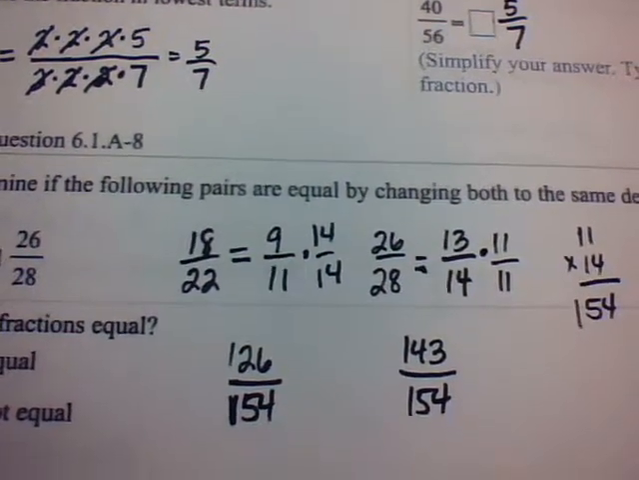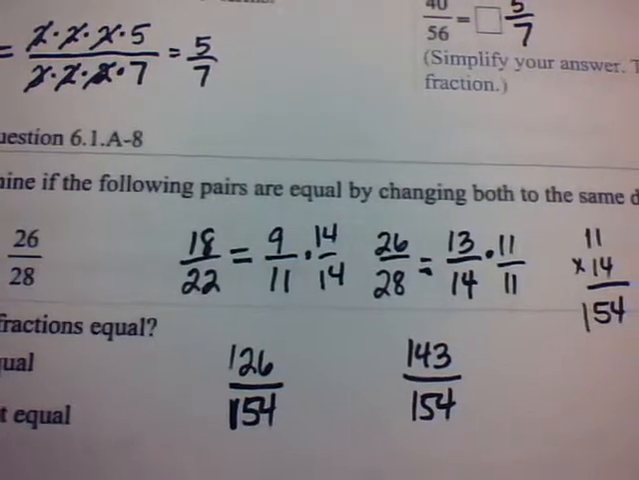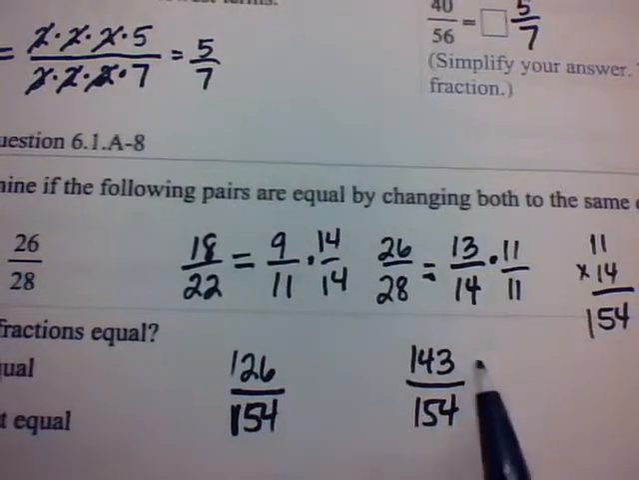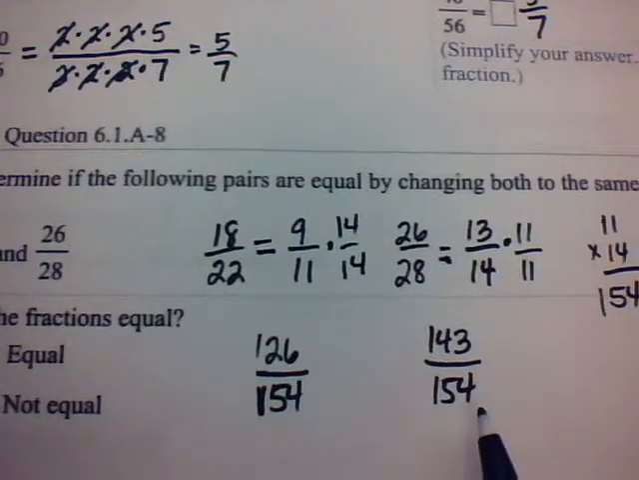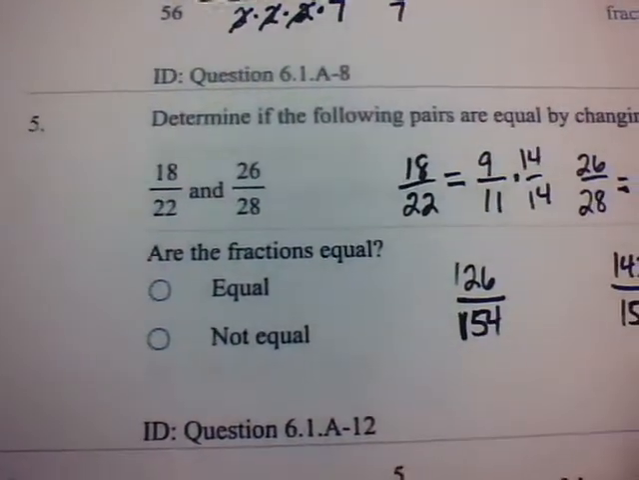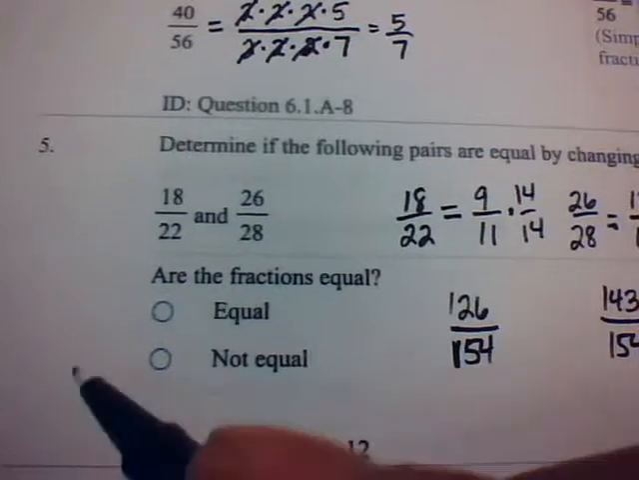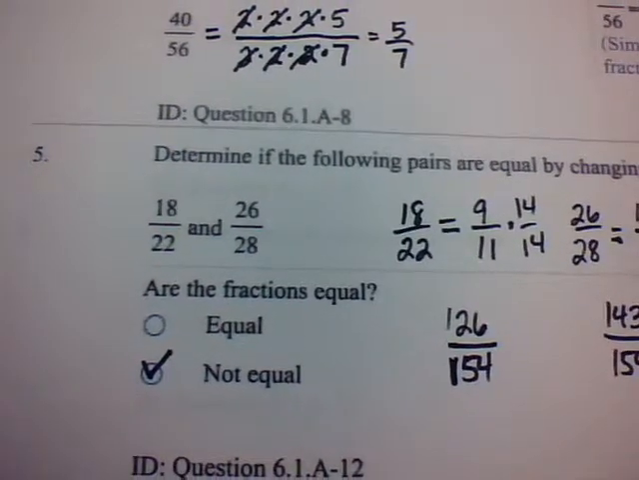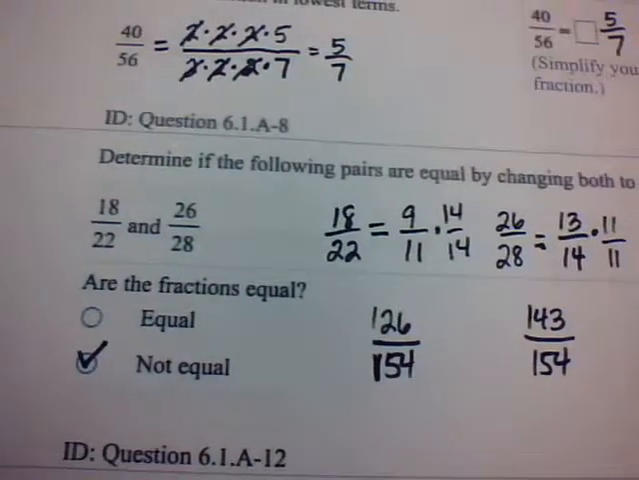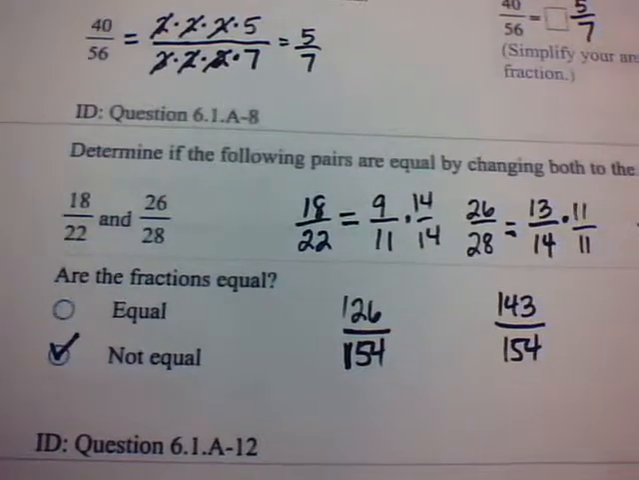Now compare the numerators. 126 over 154 and 143 over 154 are not the same. So I can conclude that 9/11 and 13/14 are not equal, because those numerators were not the same.